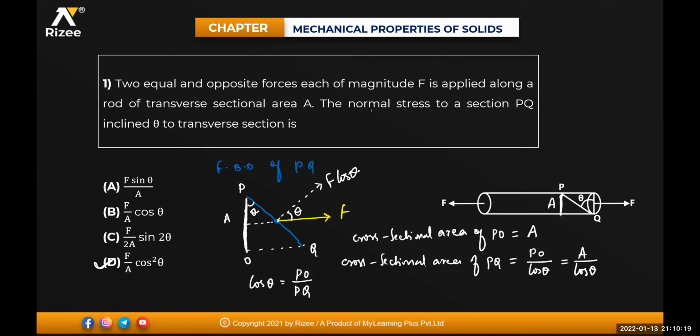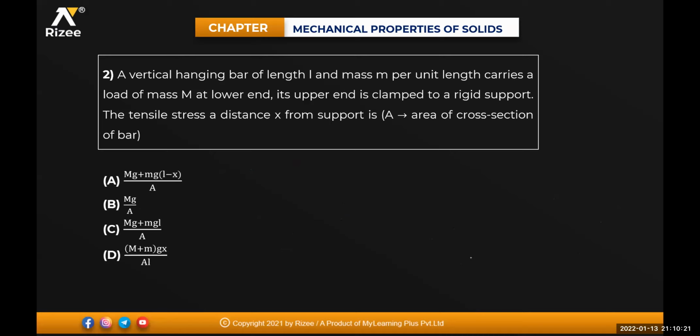Okay. Let us try to go for the next question. This is also a good question, beta. A vertical hanging bar of length L and mass M per unit length carries a load of mass capital M at the lower end, and its upper end is being clamped to a rigid support. The tensile stress at a distance x from the support is how much? Okay. Now what is being asked right now for your tensile stress?